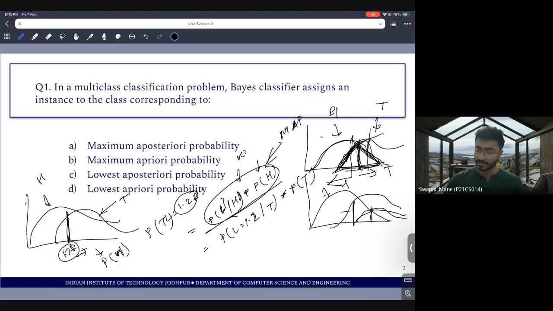I have written it like this, a priori likewise, but understand that. Okay. Then we need to compare it. Which one is the greater? This probability is greater, or this probability is greater?